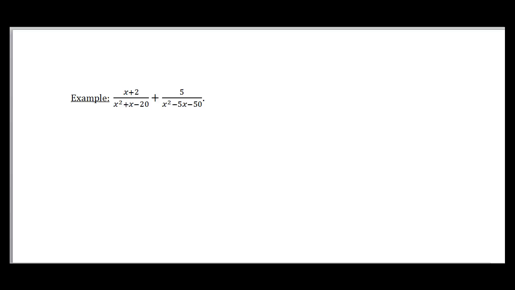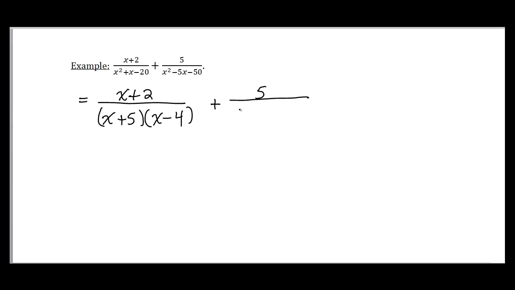Let's look at one more example. Went a little too far there. We have x plus 2 over x squared plus x minus 20 plus 5 over x squared minus 5x minus 50. Again, we're going to factor our denominators. Have an x here, plus 5 minus 4. And here we have x minus 10 times x plus 5.